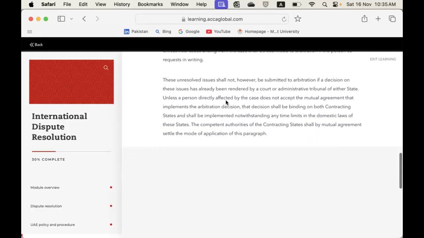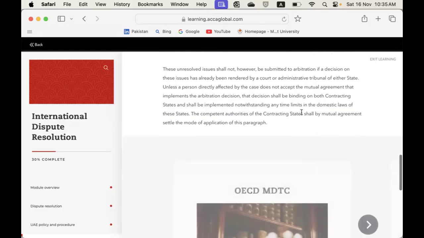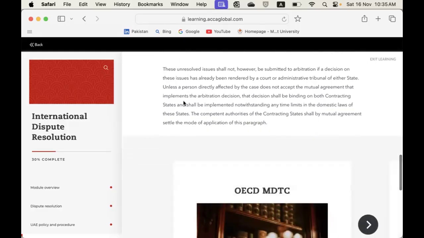Unless a person directly affected by the case does not accept the mutual agreement that implements the arbitration decision, that decision shall be binding on both contracting states.